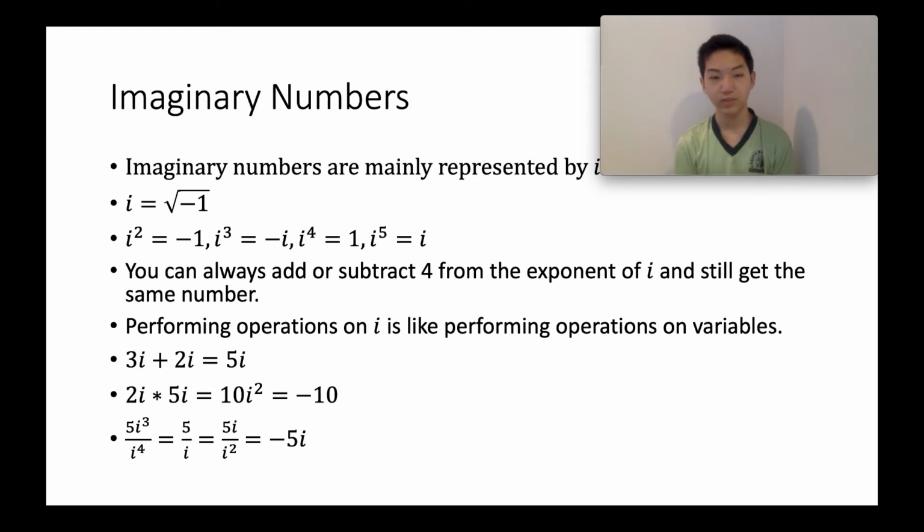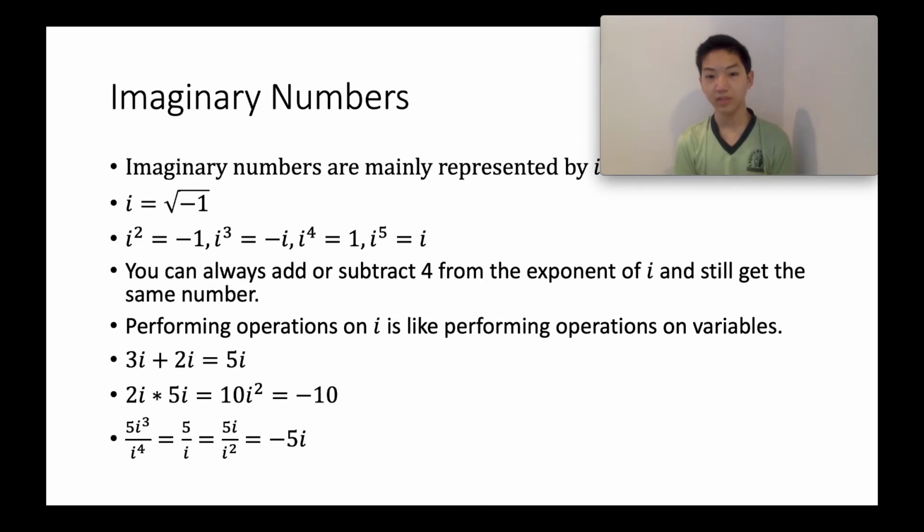i cubed is equal to -i because i cubed is equal to i times i squared, which is equal to i times -1. i to the fourth is equal to 1 because it's just i squared again, so that's just 1. And i to the fifth is equal to i because it's i to the fourth, which equals 1, times i again. So you can always add or subtract 4 from the exponent of i and still get the same number. We see that demonstrated with i to the fifth. We can subtract 4 from the exponent, and then we just get i, and i to the fifth is equal to i.